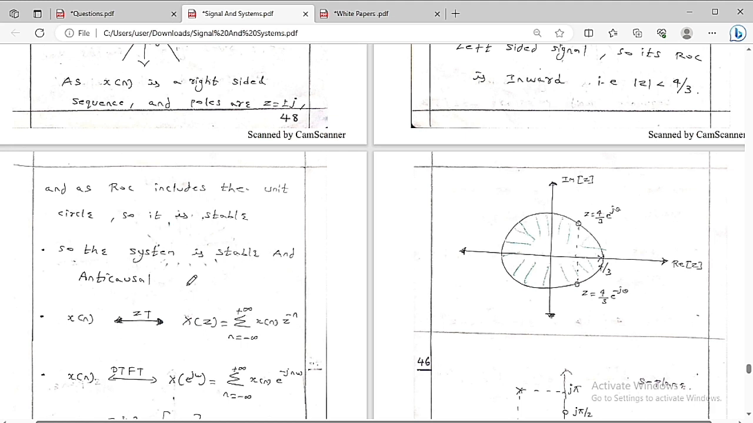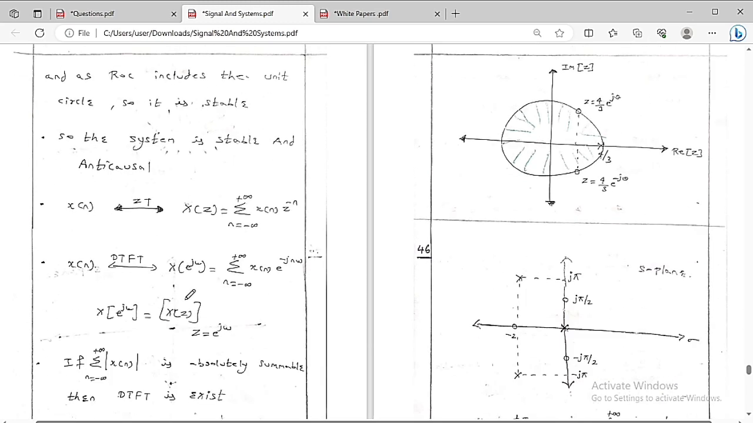Listen carefully. Whenever the ROC is going to include the unit circle, it indicates that the discrete-time Fourier transform is going to exist for the given signal. The discrete-time Fourier transform exists only if the signal is absolutely summable. If the signal is absolutely summable, we also know the system is said to be stable. So finally, we can say the given system is said to be stable as well as anti-causal.